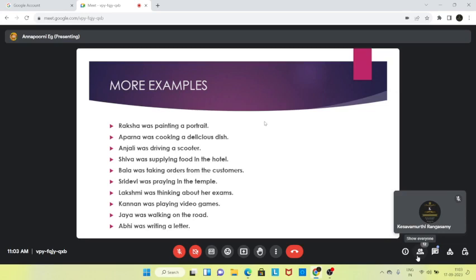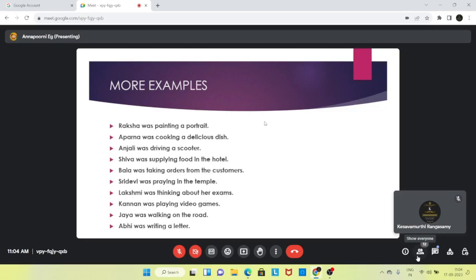Yes, Srinivasan. Yes, ma'am. Sridevi was praying in the temple. Okay. Sridevi, subject. Was praying, verb. The temple, object, ma'am. Very good. I think Aradhana skipped that. Lakshmi was thinking about her exams. That comes only next. Sorry, ma'am. Yeah, that's okay.